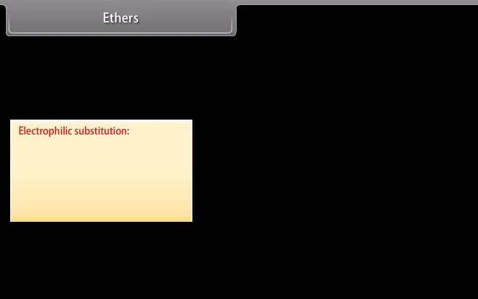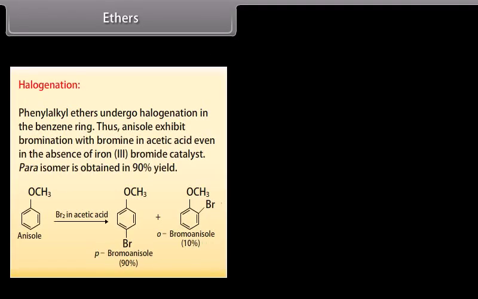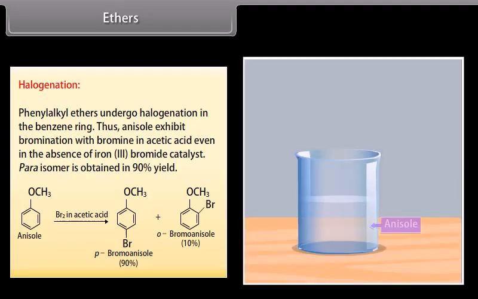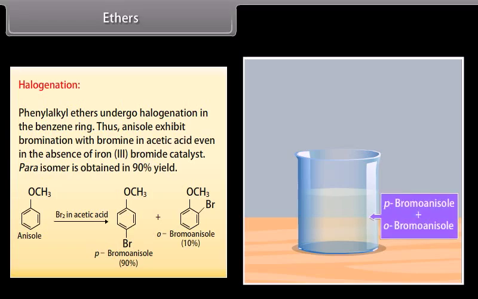Electrophilic substitution. The alkoxy group attached to the aromatic ring activates the ring towards electrophilic substitution and directs the incoming electrophile to ortho and para positions. Halogenation. Phenylalkyl ethers undergo halogenation in the benzene ring. Thus, anisole exhibits bromination with bromine in acetic acid even in the absence of iron(III) bromide catalyst. The para-isomer is obtained in 90% yield.